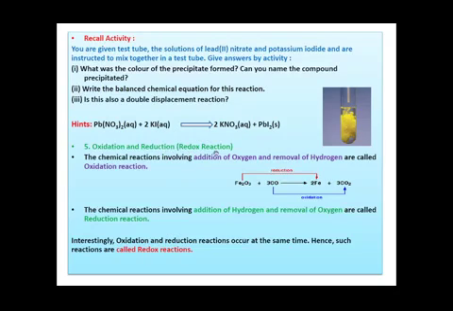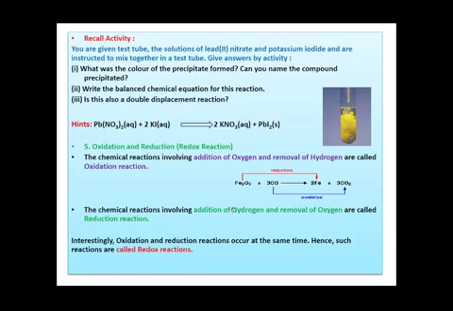Now one more type of chemical reaction is there, that is oxidation and reduction reaction, and they are known as redox reactions. What is happening in oxidation? In oxidation there is addition of oxygen or removal of hydrogen, and those reactions are known as oxidation reactions, while in case of reduction reaction there is addition of hydrogen or removal of oxygen.